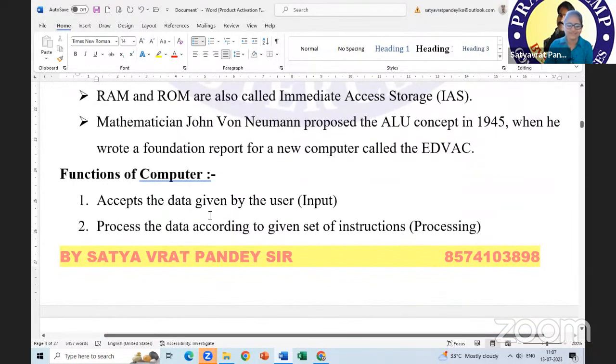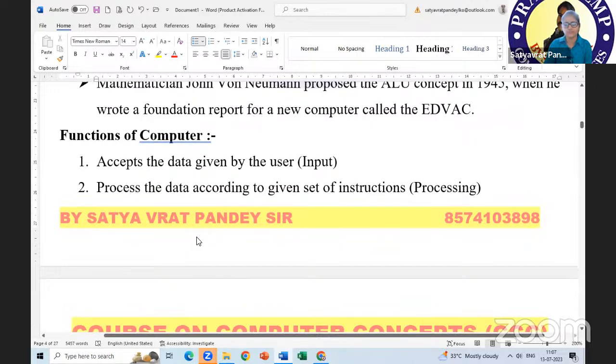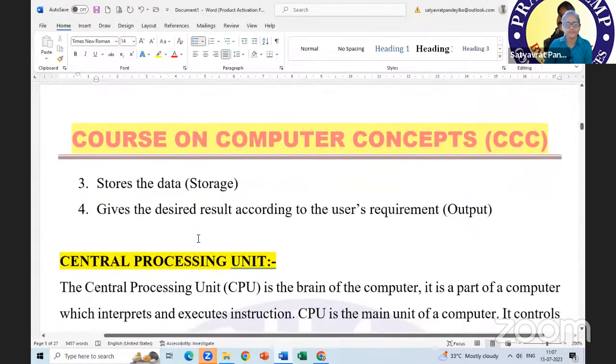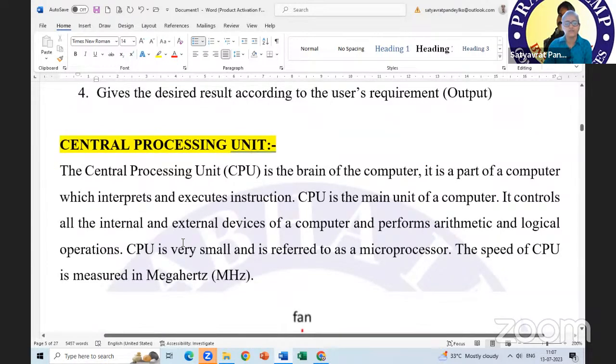First, it accepts the data given by the user: input. Second, it processes the data according to a given set of instructions: processing. Third, it stores the data: storage. Fourth, it gives the desired result according to the user's requirement: output.